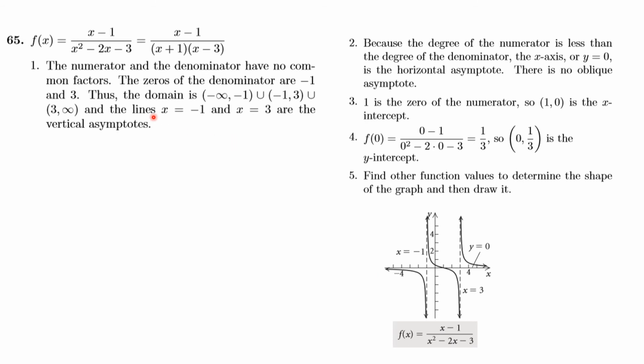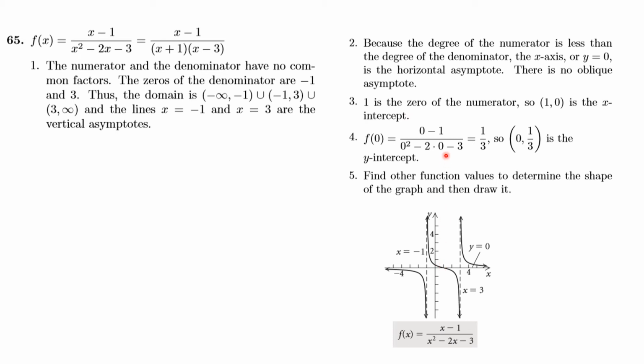We should have found that the lines x equal minus 1 and x equal 3 are vertical asymptotes. Y equals 0 is the horizontal asymptote. There is no oblique asymptote. 1 is the 0 of the numerator, so that is the x-intercept.